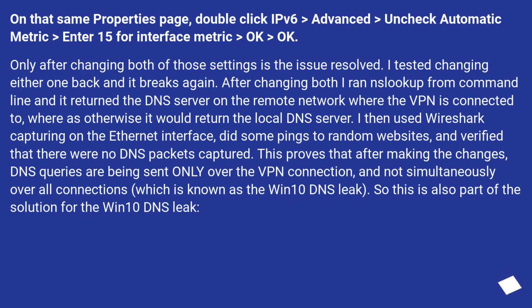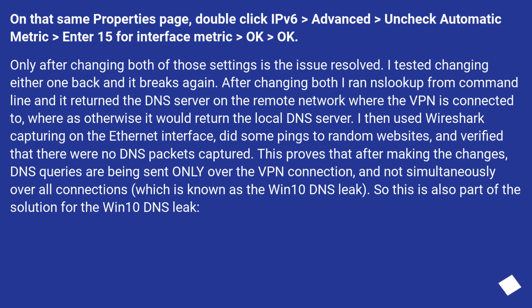On that same Properties page, double-click IPv6 > Advanced > uncheck Automatic Metric > enter 15 for Interface Metric > OK > OK. Only after changing both of those settings is the issue resolved. I tested changing either one back and it breaks again.